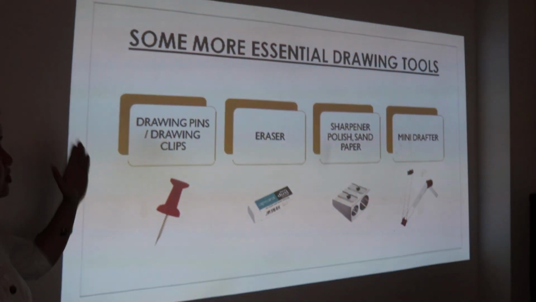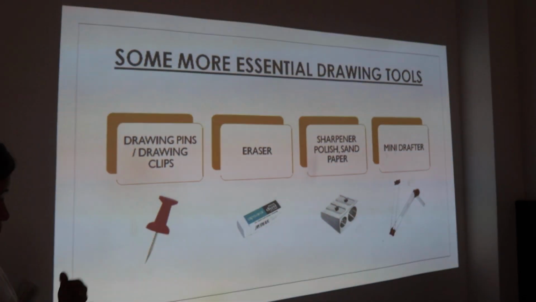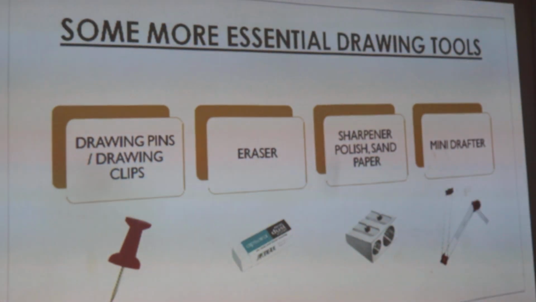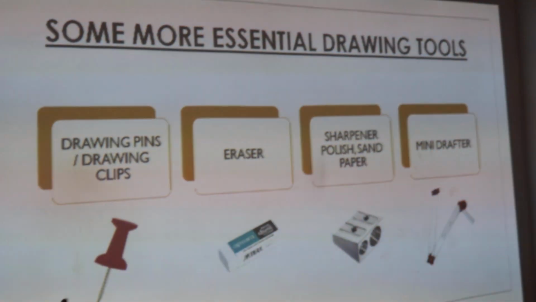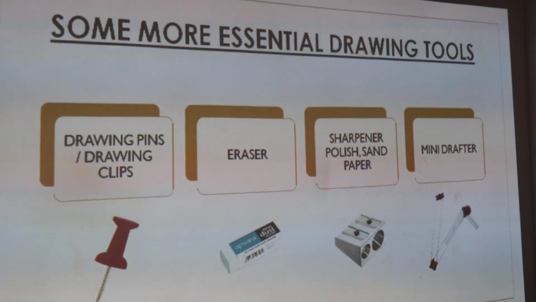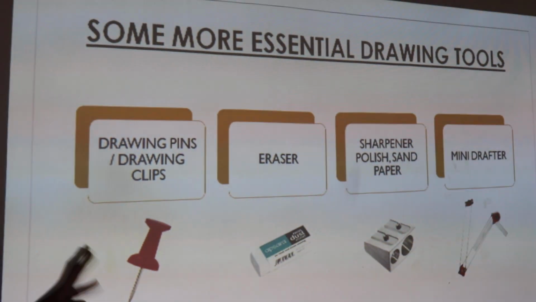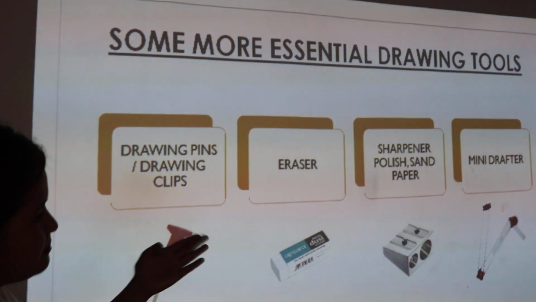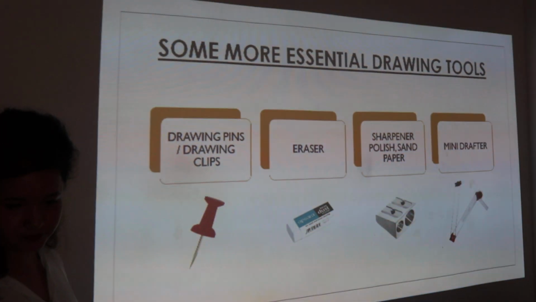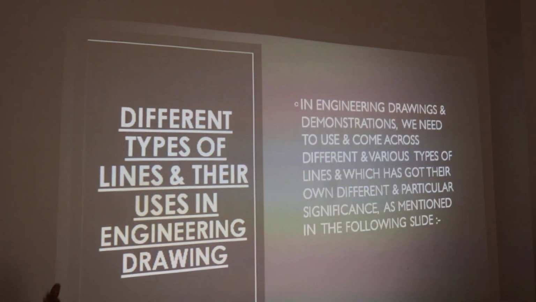Now there are some essential tools for drawing. Before this, whatever we studied, the pencil, T-square, set square and protractor, those are all instruments. Now we are heading towards the tools. The tools are drawing clips, which are used for clipping the drawing papers. Eraser, as everyone knows, is used to erase mistakes. Sharpener is used for sharpening the pencil, and sandpaper is also used, and a mini drafter is also used for drawing. Now we'll be heading towards the different types of lines that are used in engineering.